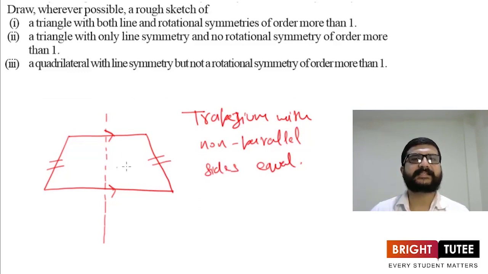So this is the example for this quadrilateral, as it has a line of symmetry but it does not have rotational symmetry of order more than 1. Now we are done with all the parts of this question. Now let's move to the next question.